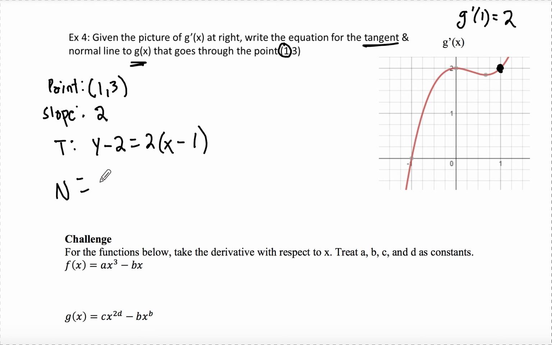My normal line still passes through that same point, 1, 3. So the y value, ooh, I made a mistake here. Why did I do that? The y value is not 2. The y value is 3. There we go. All right, down here, sorry, should also be 3.